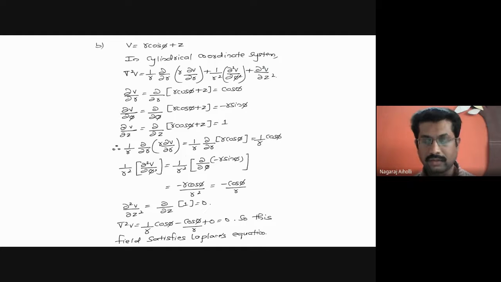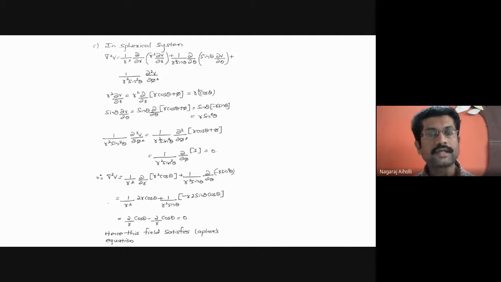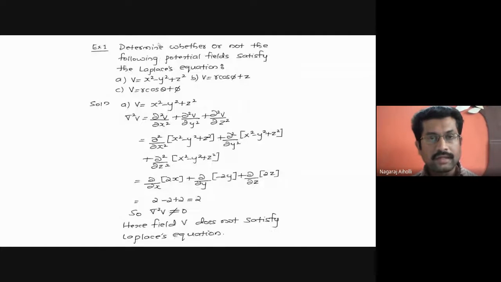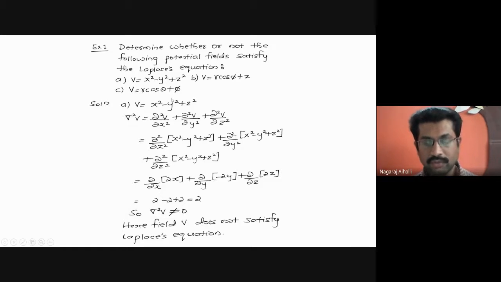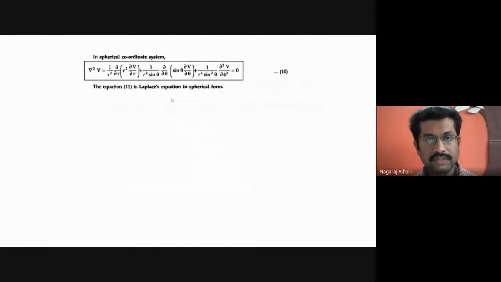Taken, sir. Okay, good. Next, third equation. Look into the third equation. What is given? V is r cos theta plus phi. They are given in terms of r, theta and phi. Which system is it? Spherical system. That means we have to use the Laplace equation for the spherical system.